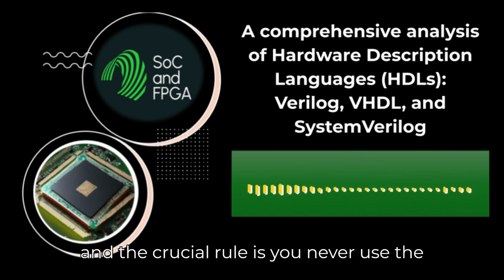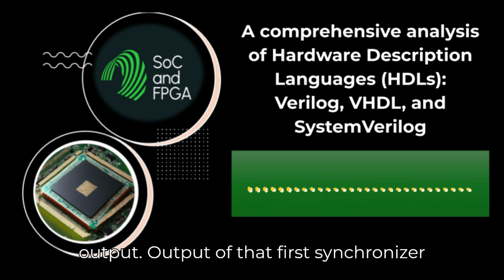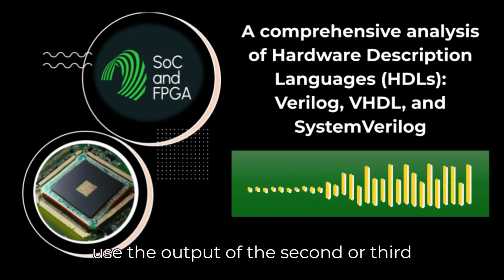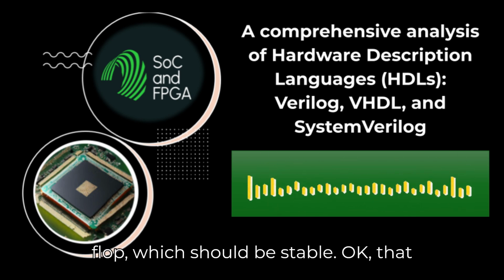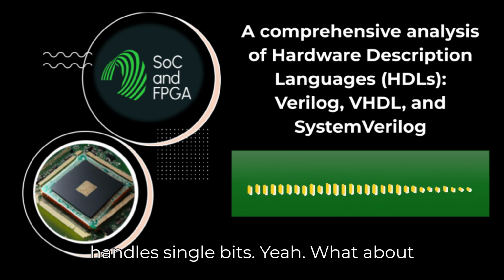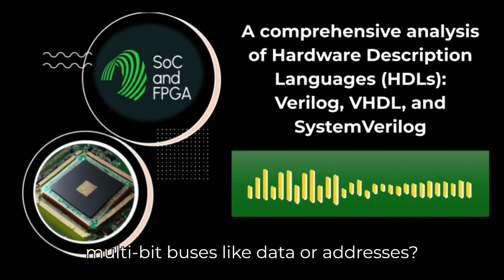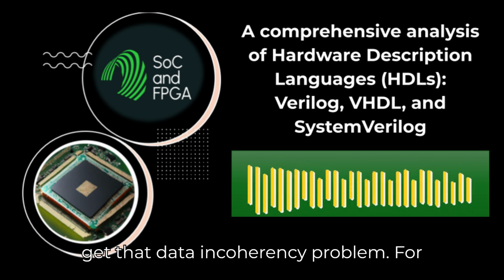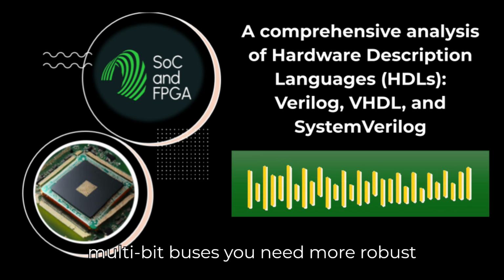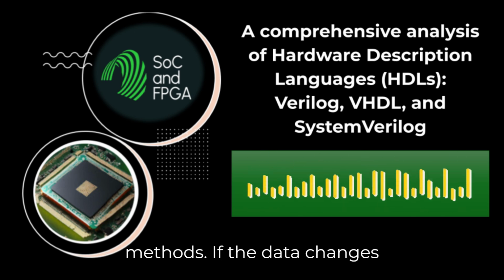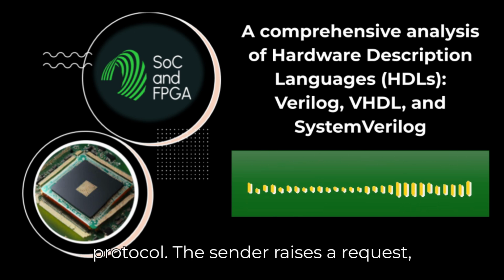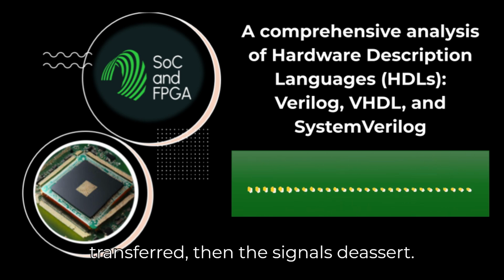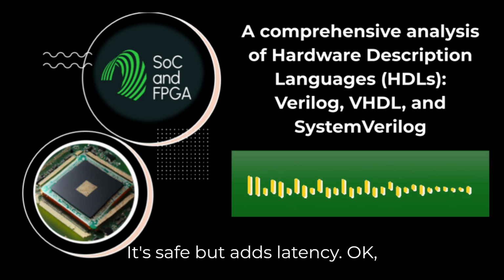Exactly. And the crucial rule is you never use the output of that first synchronizer flop directly in your logic. You always use the output of the second or third flop, which should be stable. Okay, that handles single bits. What about multi-bit buses, like data or addresses? You said synchronizing each bit independently is bad. Very bad. You'll get that data incoherency problem. For multi-bit buses, you need more robust methods. If the data changes infrequently, you can use a handshaking protocol. The sender raises a request, the receiver acknowledges, data is transferred, then the signals deassert. It's safe, but adds latency.